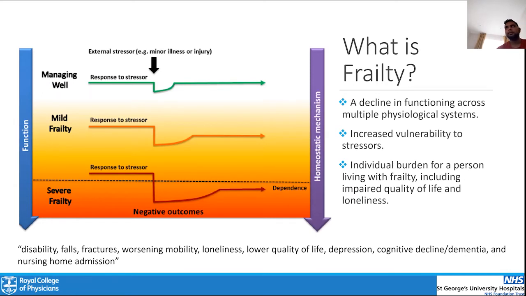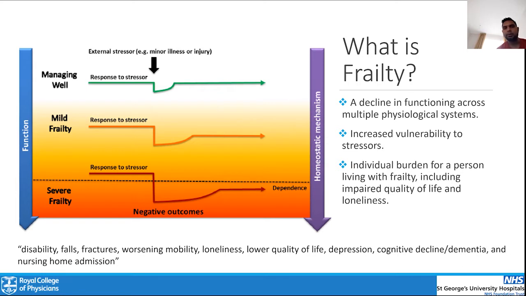So first of all, frailty is the decline in function across multiple physiological systems. And what it really refers to is this increased vulnerability to different stresses. So if you have a minor illness such as a chest infection or a cough or a cold, and you are relatively well, you will have a reduction in your function, which will quickly recover back to your functional baseline, and you will carry on with your normal day-to-day life.